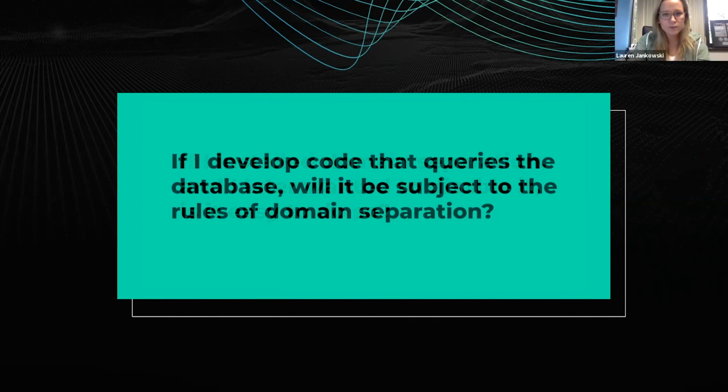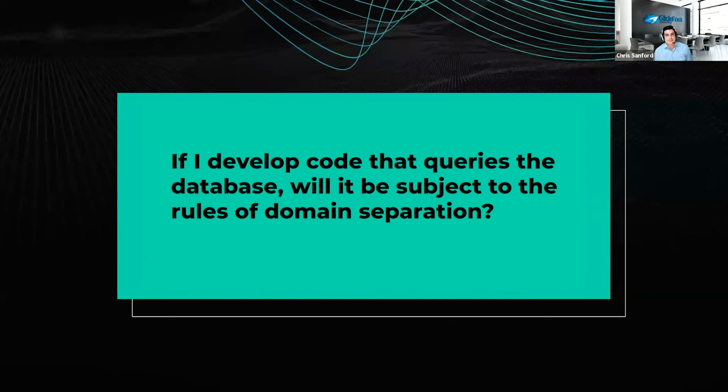If I develop code that queries the database, will it be subject to the rules of domain separation? Yes, that's a good question. Unlike access control lists, which are ignored when you're using the Glide Record API, the Glide Record API that you use to query records in the database is going to be subject to domain separation based on whatever user context triggered the database query. Querying through the REST API would work in a similar way.